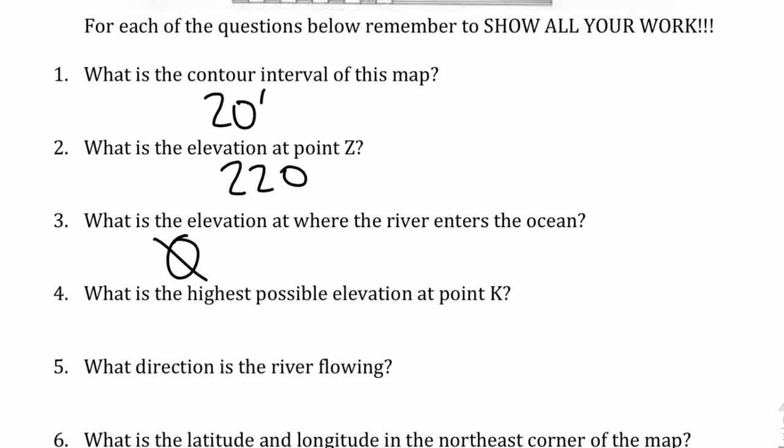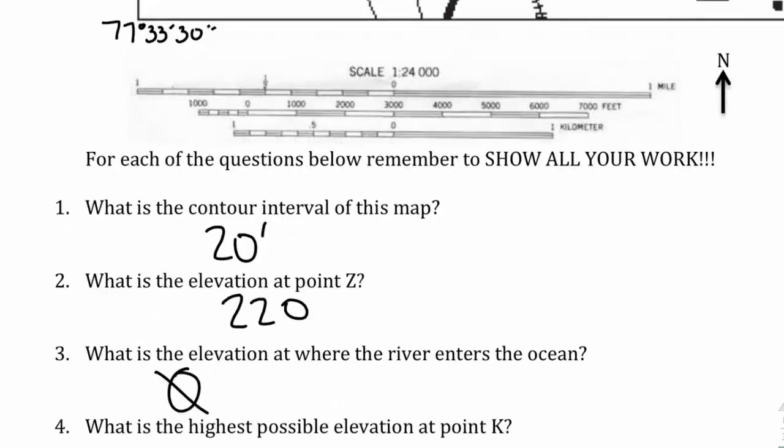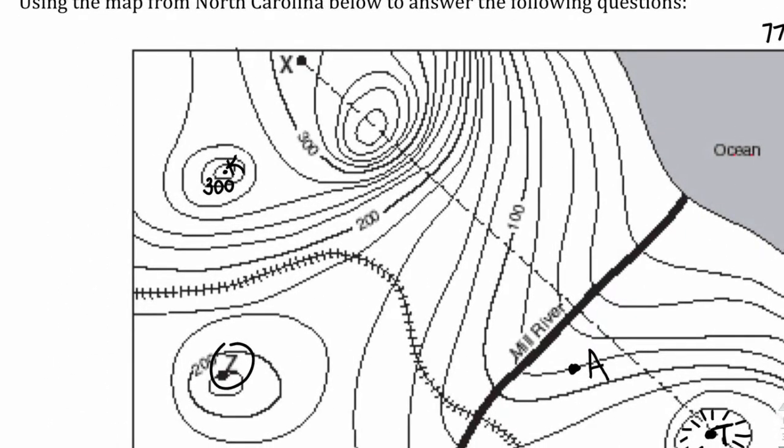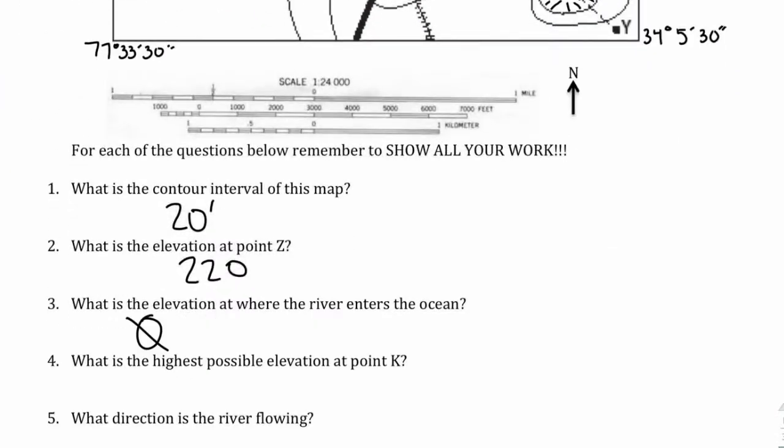What is the highest possible elevation of point K? So we take a look at point K right here. We notice that this is a hilltop. 300 is this line right here. We have another line that's at 320. That makes the highest possible elevation 319, one less than the next line if we were to draw one.